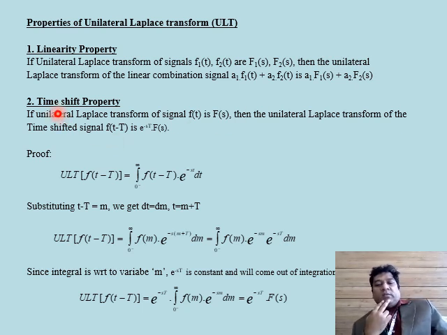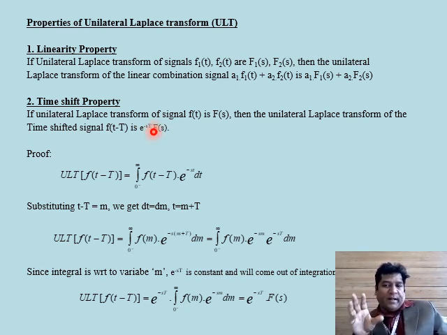Now next we are going to see the time shifting property. So if we take the Laplace transform of the time shifted signal f of (t minus capital T), we will get e power minus s capital T multiplied by capital F of s. So you are getting that exponential factor e power minus sT in front of the Laplace transform.